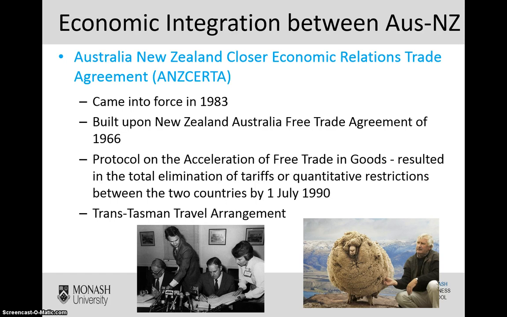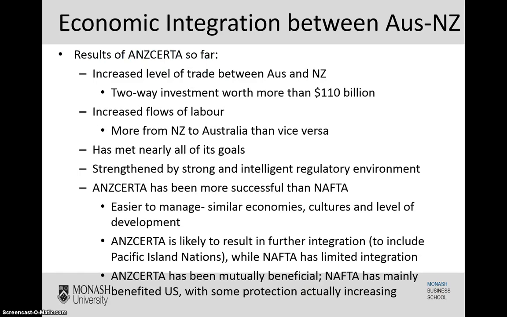It also importantly helped facilitate the Trans-Tasman travel arrangement, so it's now much easier for us as consumers and individuals to travel between these two closely aligned countries, and also to do business dealings between the two as well. What has it meant so far? Certainly there has been an increased level of trade between the two countries, and in fact two-way investment has been worth more than 110 billion Australian dollars to this point. So clearly significant investment that has resulted through the establishment of ANZCERTA.